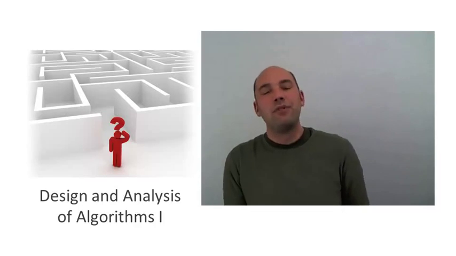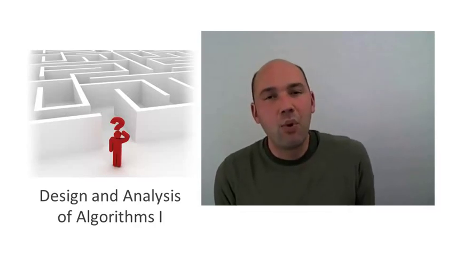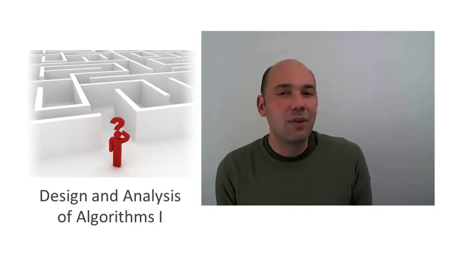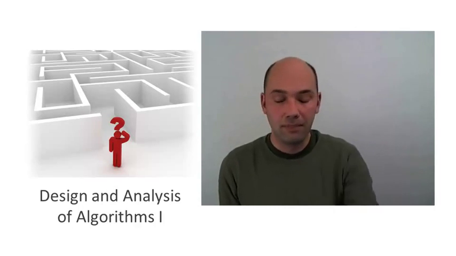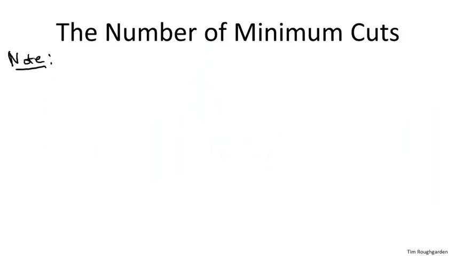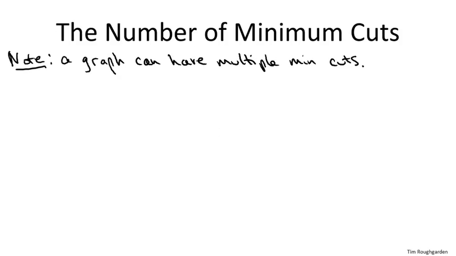So in this short optional video, really just for fun, I want to point out an interesting consequence that the contraction algorithm has about a problem that's in pure graph theory. To motivate the question, I want to remind you of something that we discussed in passing, which is that a graph may have more than one minimum cut. So there may be distinct cuts which are tied for the fewest number of crossing edges.